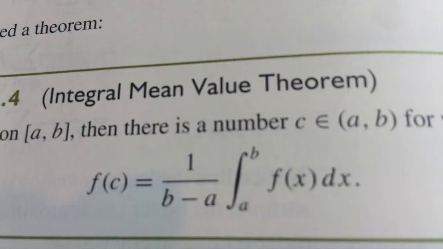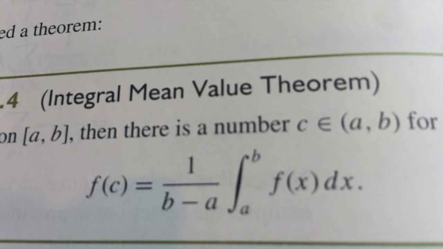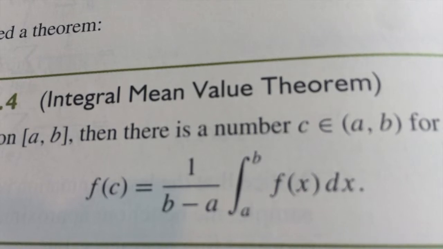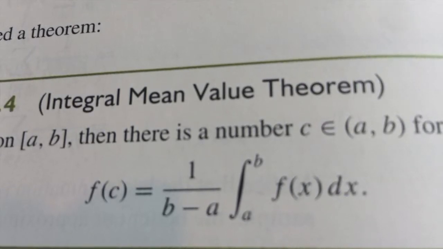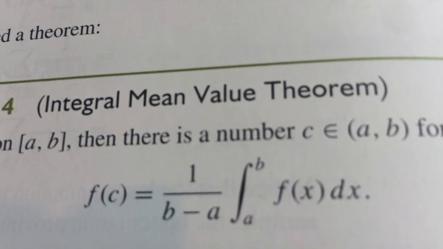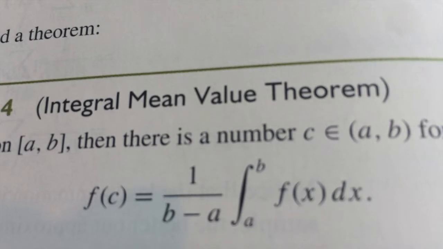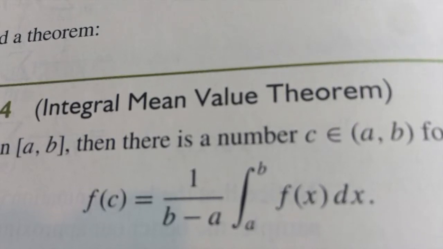The integral mean value theorem states that if f of x is a continuous function on the closed interval of a to b, then there exists a number c in that interval such that f of c equals 1 over b minus a times the integral of a to b of such function f of x. This formula is really straightforward if you follow the pattern it displays.